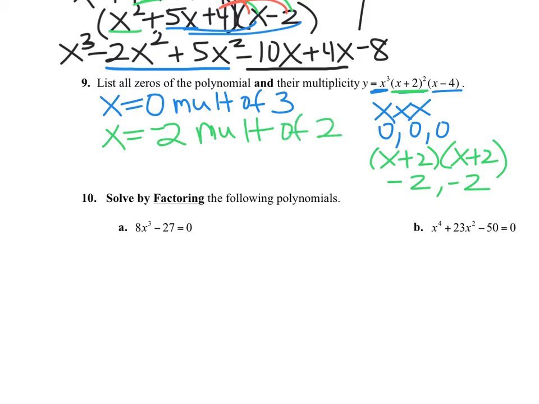It's repeated twice. And then finally, from my last factor, I get x equals 4 is a 0. And that doesn't have any multiplicities, because remember, multiplicities are repeated zeros, and 4 does not repeat. It's just by itself. So those are your zeros. There are 6 of them.